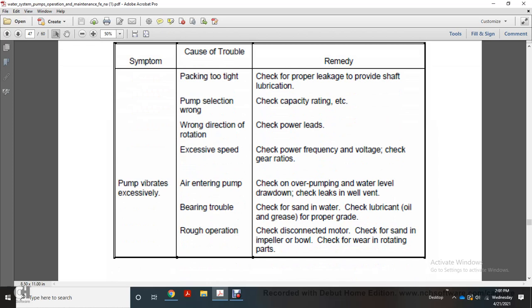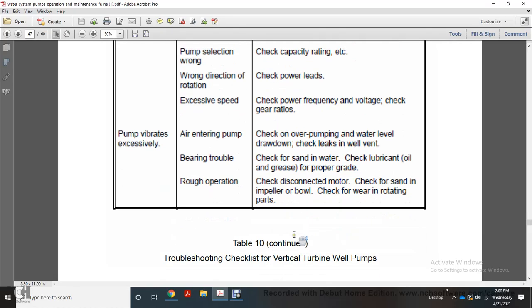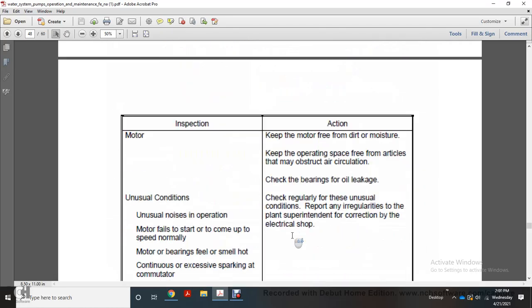Pump vibrates excessively, air in the pump: check the water level, the drawdown, check for leaks in the well vent. Bearing trouble: check for sand in the water, check lubricant, oil, grease in the proper grade. Rough operation: disconnect the motor, check for sand in the impeller and bowl, and check the wear of the rotating parts.